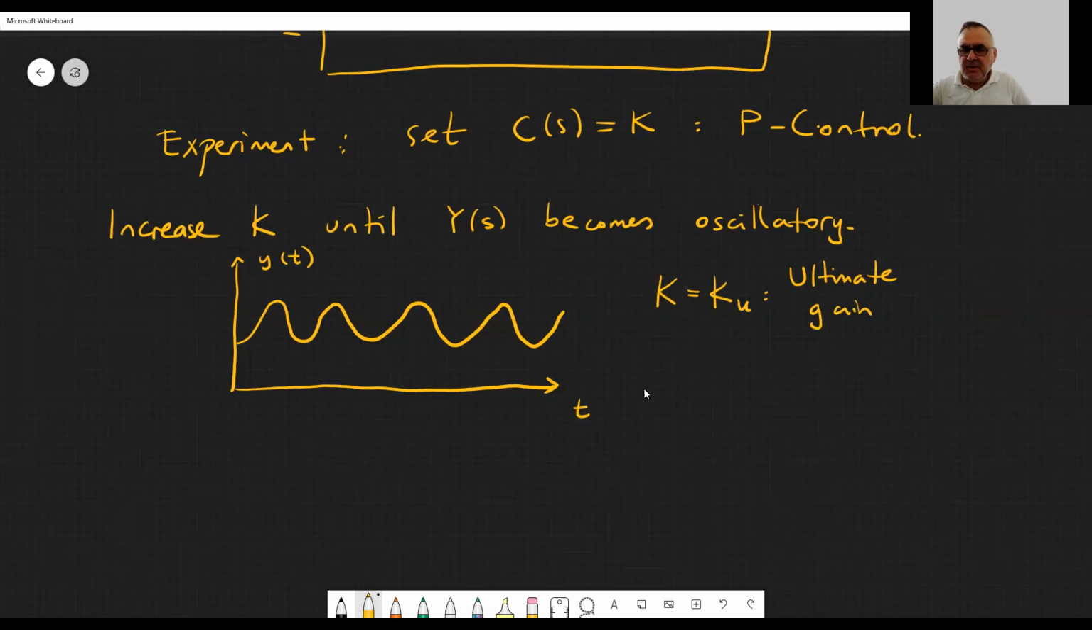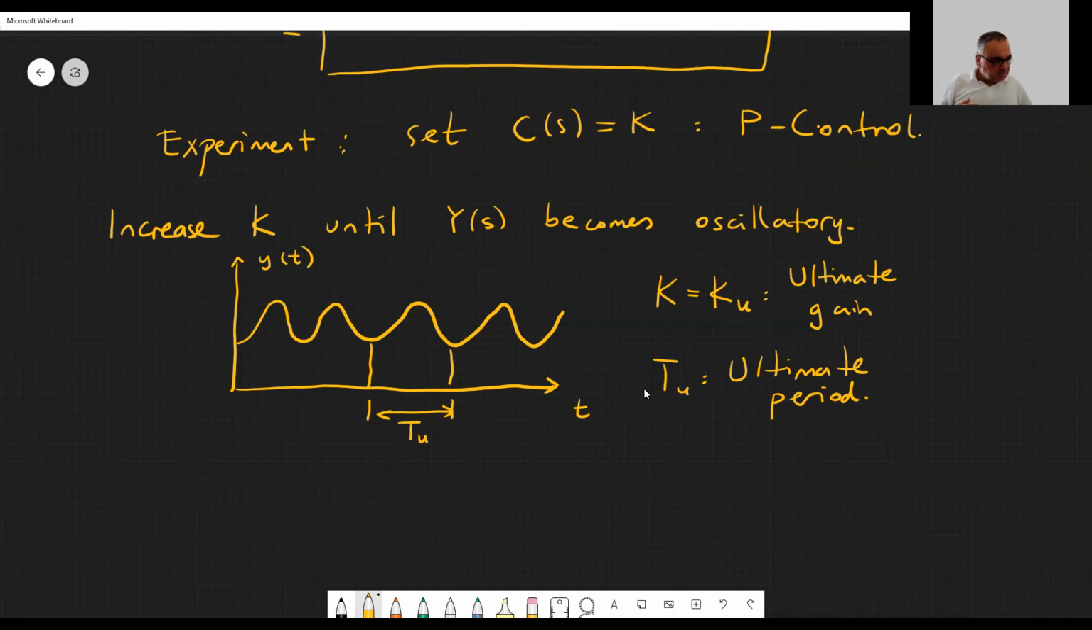This is a parameter which we will be using. There is another parameter. You look at the response and you look at the period of these oscillations. The period of these oscillations is called Tu, the ultimate period.